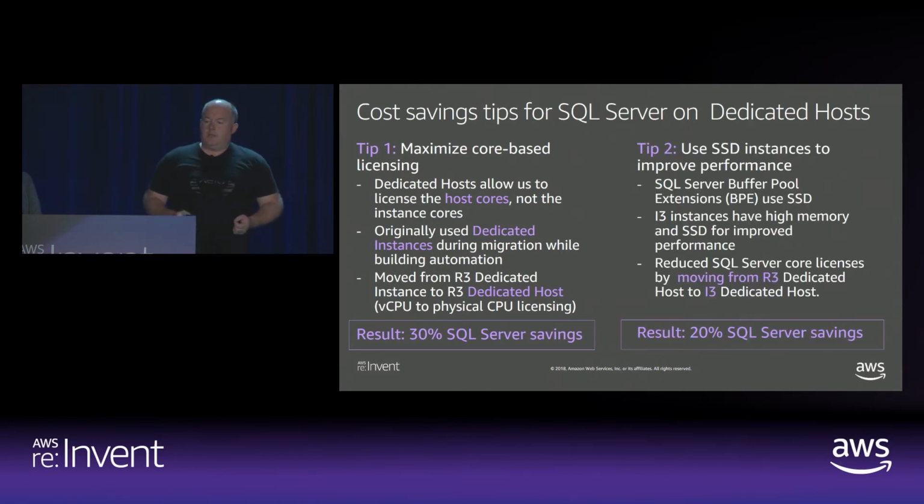My second tip is to use the features available to you in SQL Server. We use SQL Server Enterprise Edition, and there's a feature called SQL Server Buffer Pool Extensions. That allows you to use SSD as an additional cache to the RAM that's available in the server. We found for our workloads that i3 instances were a great fit for this. They've got high memory and they've got that local SSD that you can use. We were able to reduce our SQL Server core licenses even further by moving from R3 dedicated hosts to the i3 dedicated host, and that resulted in a further 20% saving on SQL Server.